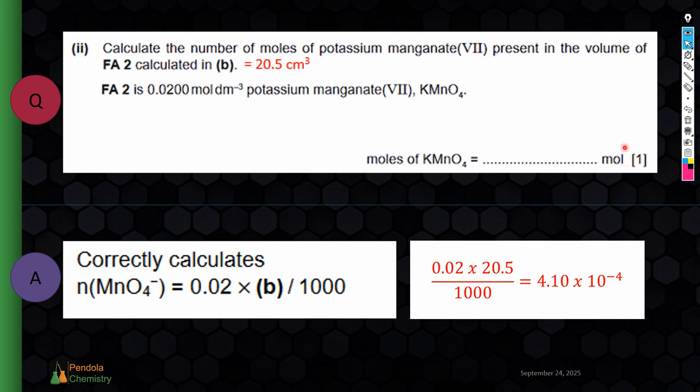Now notice that the units are already in the question, so we don't need to worry about putting units in our answer. So that is a simple way of showing them. It's just the number 4.10 times 10 to the negative 4, and that's it.